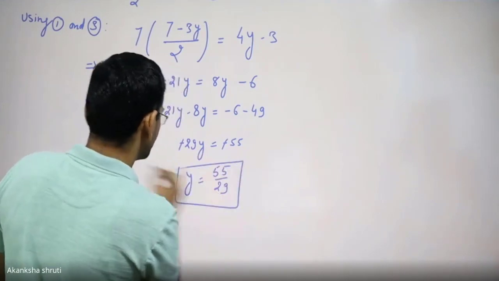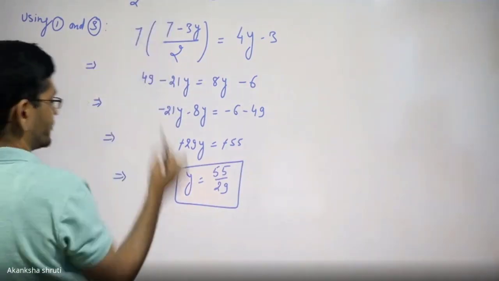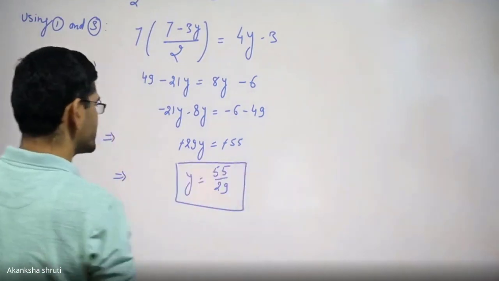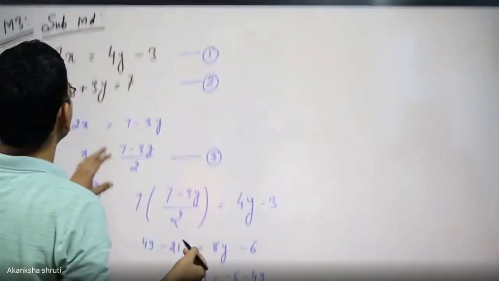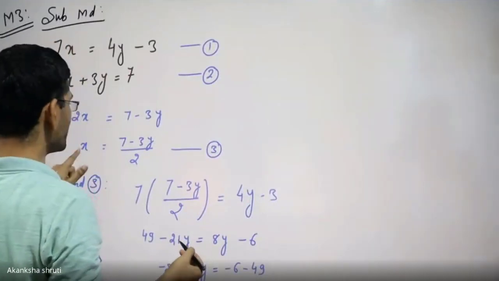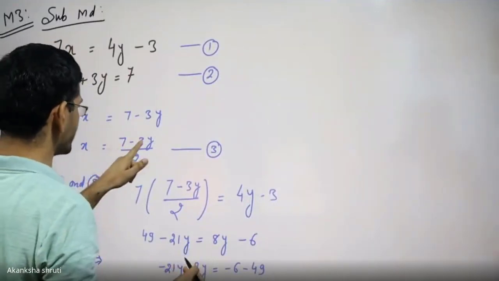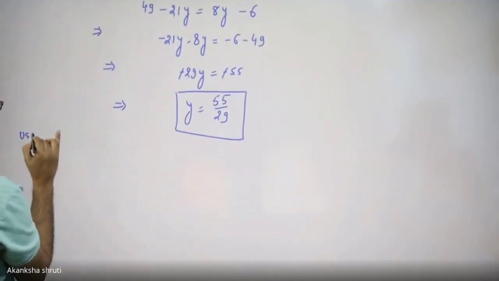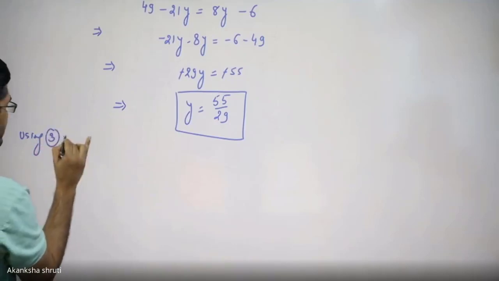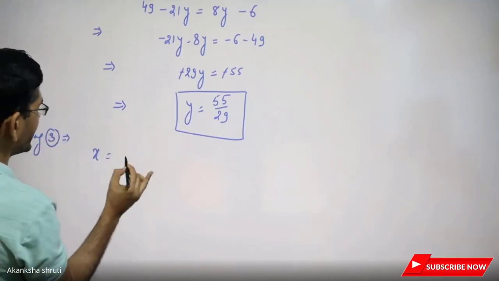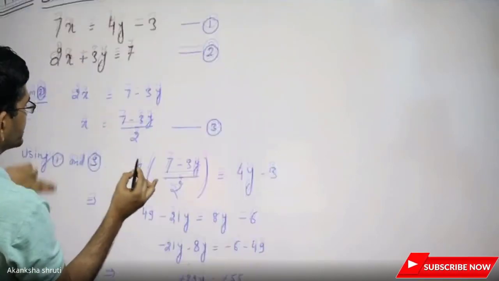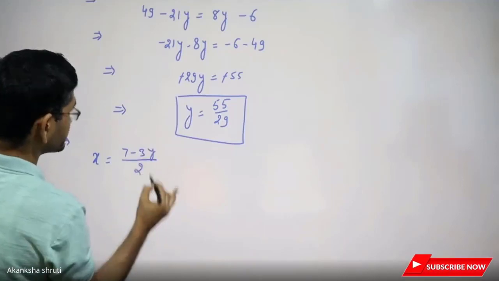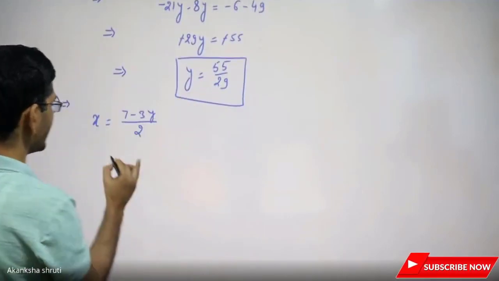But for the x, either we shall go for the alternate substitution or use this y either in equation 1, 2 or 3, but I prefer the 3 because this x is already in terms of y. So again using the 3, x is given by our equation, 7 minus 3y by 2. Be careful while substituting it.